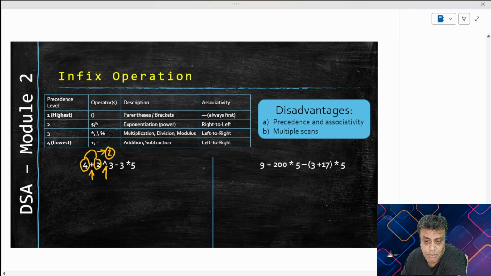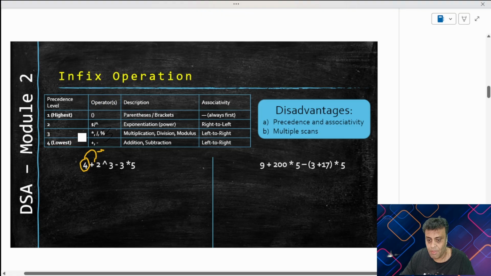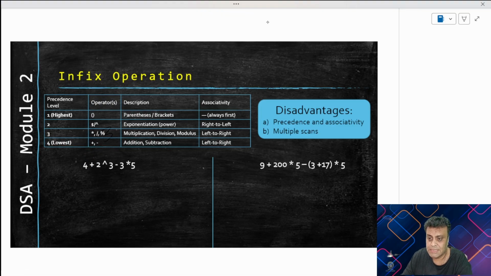This, which we call the exponent, is also a binary operator. This is also a binary operator. This is also a binary operator. Now, where we are trying to get at is that all of these operators are residing in a section which is in between these 2 operands, right?